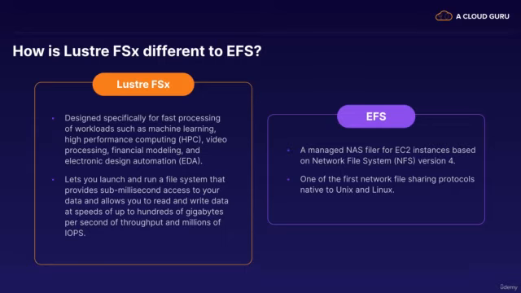Well, it's specifically designed for processing workloads such as machine learning, high-performance compute, video processing, financial monitoring, and electronic design automation. And it lets you launch and run a file system that provides sub-millisecond access to your data and allows you to read and write data at speeds of up to hundreds of gigabits per second of throughput and millions of IOPS. Whereas EFS, like I said before, is a managed NAS filer. It's running the Network File System version 4 protocol, and it's one of the first network file sharing protocols that was native to Unix and Linux.